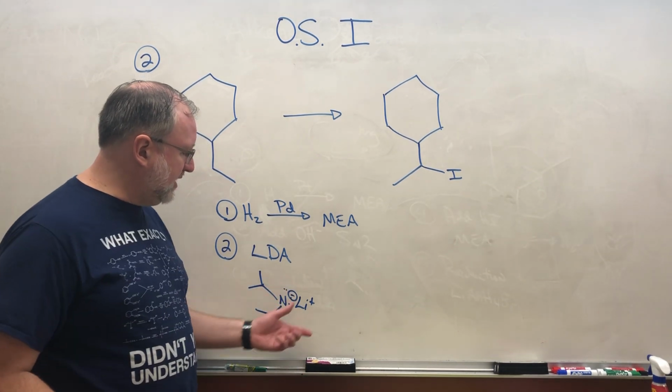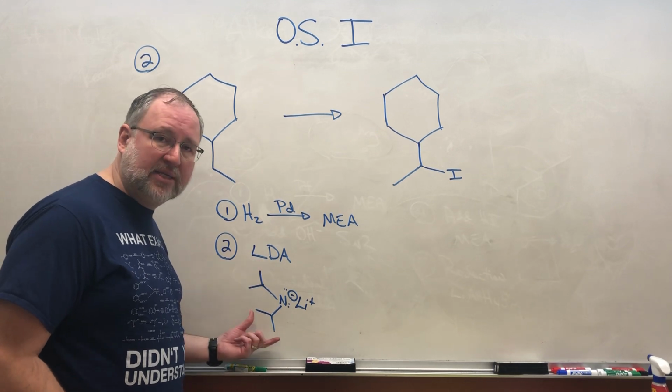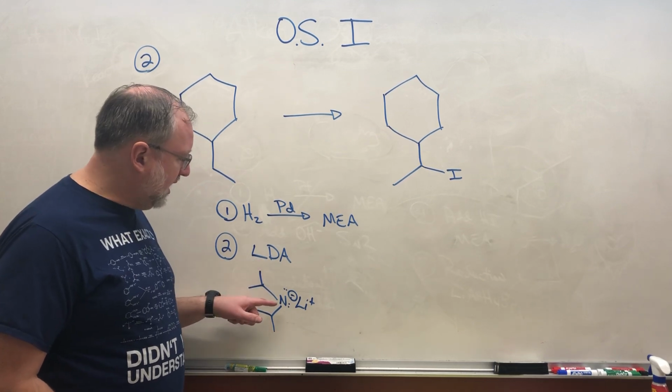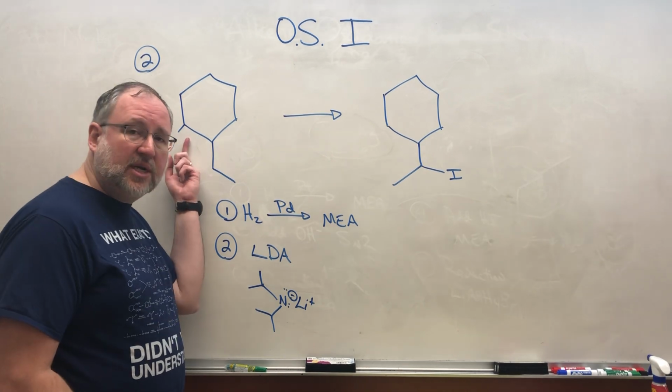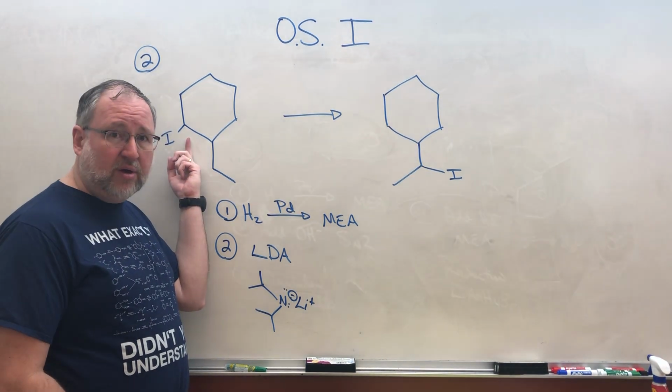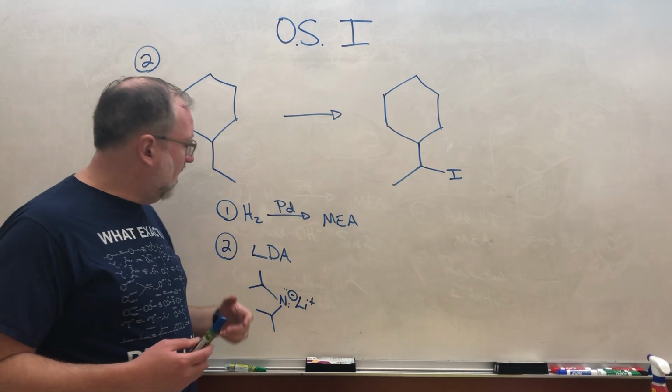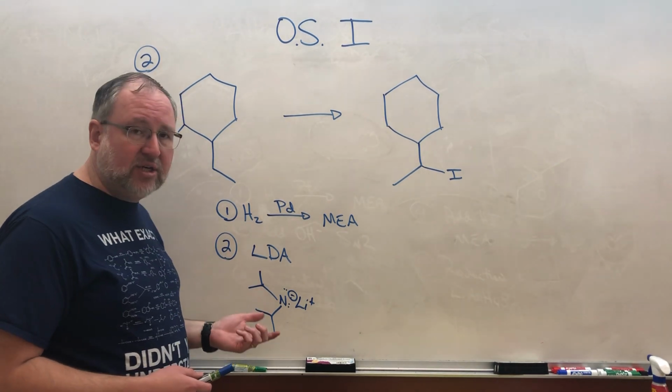But the cool thing about LDA is because it has these big bat wings, there's a lot of steric hindrance, and LDA cannot come around and do substitution. It can't do SN2 at all. So it will do elimination, but not substitution.